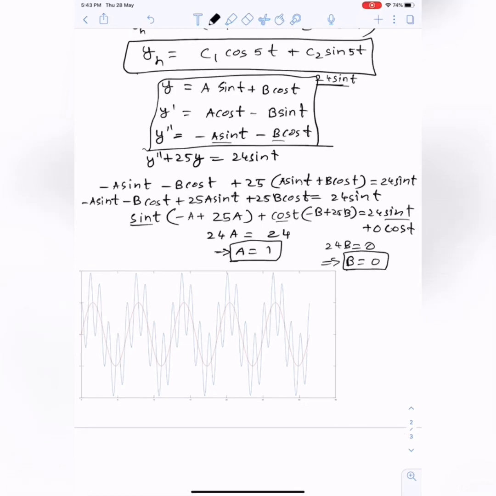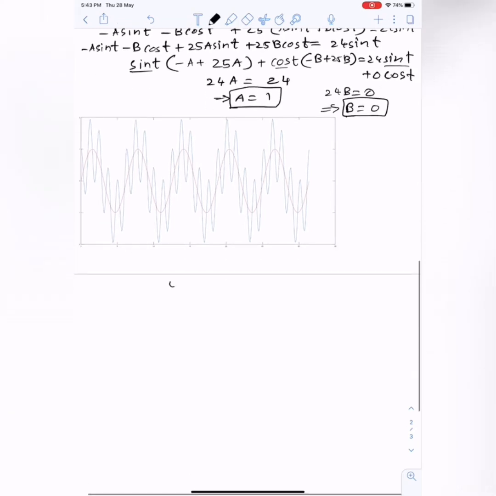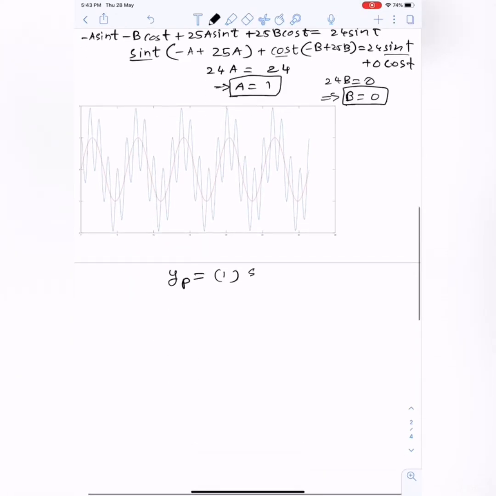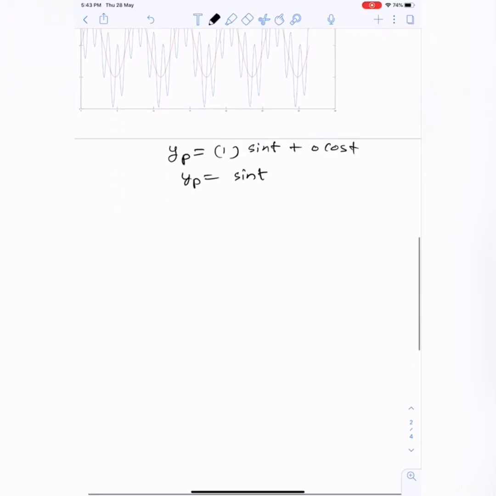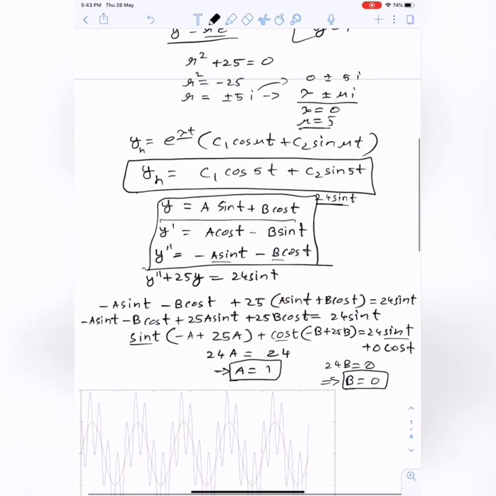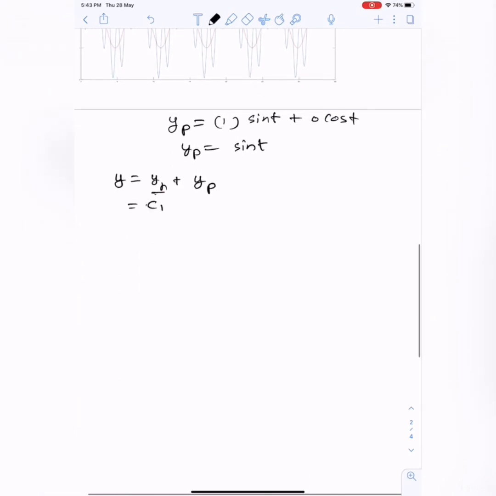Let's substitute it back into our assumed form. So our y p will be 1 times sin t plus 0 times cos t. Basically our y p is just sin t. The general solution y is y homogeneous plus y particular. We found our y homogeneous, c1 cos 5t plus c2 sin 5t, plus our y particular, which is sin of t.